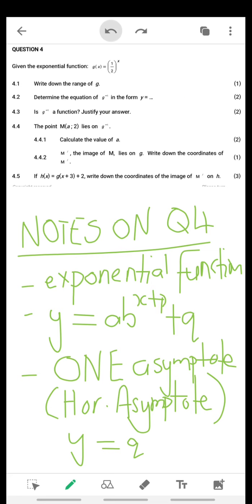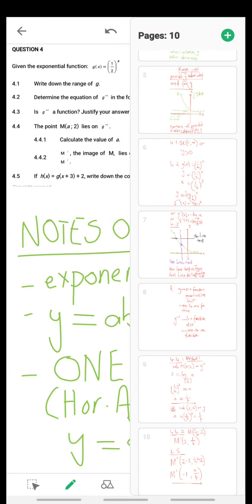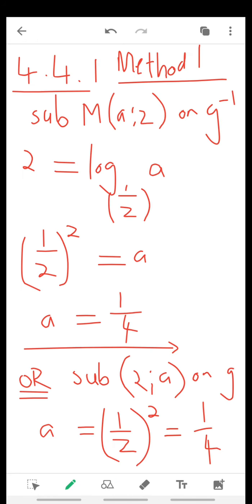Now, finding A, 4.4.1, this is how I've done it. Method number one, I'm substituting that given point as it is on the inverse. But I can also substitute that point where I interchange. Look at that. I've interchanged where there was A, there's 2. Where there is 2, there is now A. Then I will substitute this on G because G inverse and G are inverses of each other.